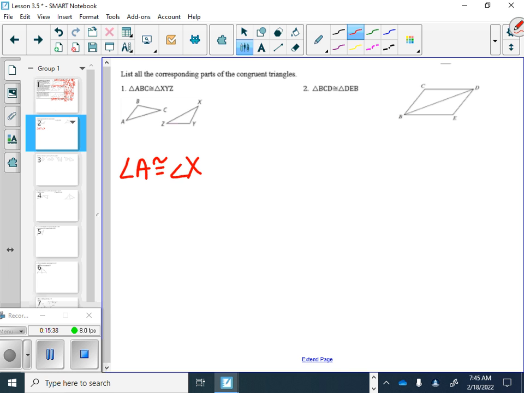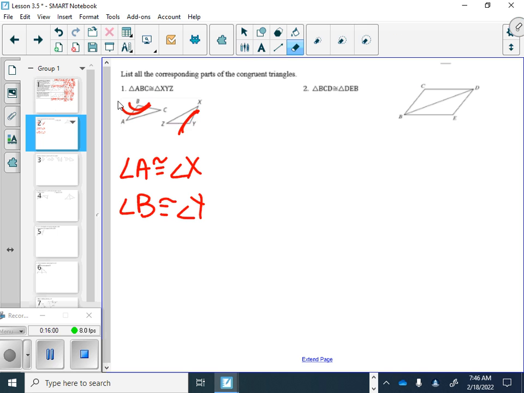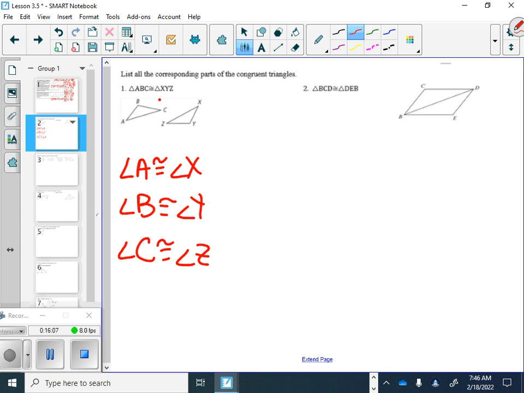What about B? Y, good. Second letter listed. So have two arcs for B and Y. And the reason you gotta have two arcs is because we're saying that these are congruent to each other, but they're not congruent to A and X. So angle B is congruent to angle Y. And then that leaves me with what? C and D. So for that one, you'll put three arcs. Say that those two angles are congruent to each other.